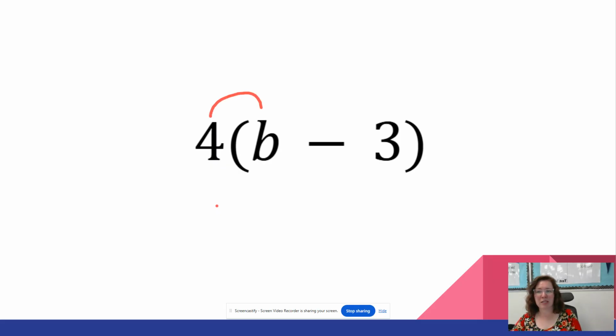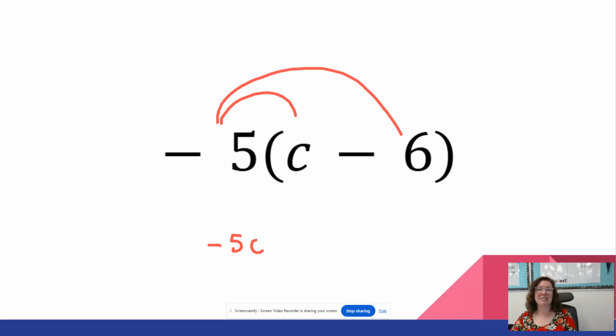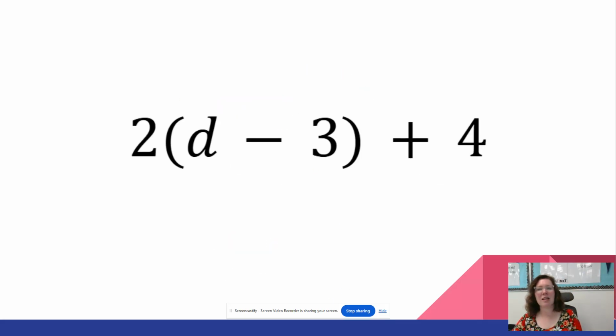Distribute 4 times b is 4b. 4 times a minus 3 is minus 12. Again, feel free to pause anytime you want to. Negative 5 times c is negative 5c. Now this next part is tricky. Negative 5 times a minus 6, well, that's really a negative times a negative, which is a positive. 5 times 6 is 30. Or we could write it as a positive 30 minus 5c like this, because 30 is still positive, 5 is still negative.